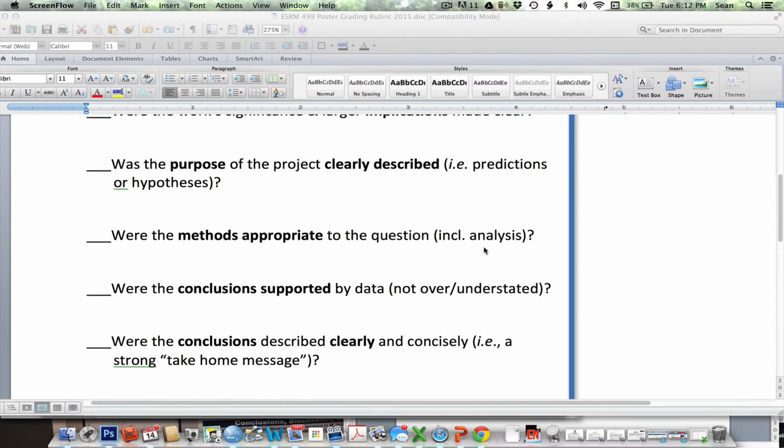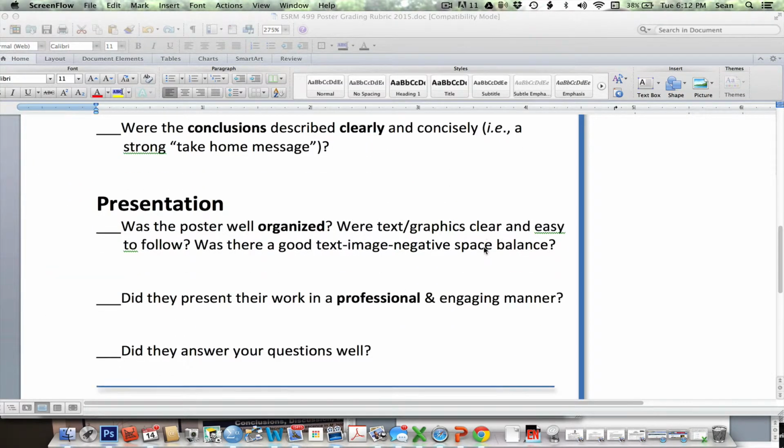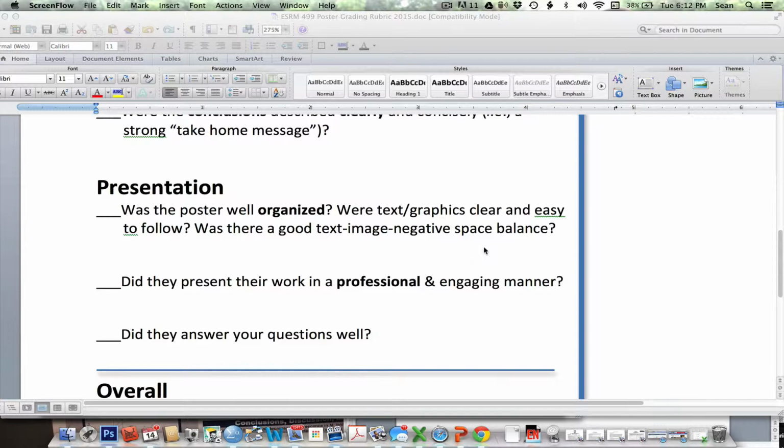This first part was on the content that you are presenting. The next part is on the actual professionalism of the presentation. So first, was the poster well organized? Were the graphics really clear? Was it very easy to follow the flow of the presentation? And was there a good feel that not everything was crowded, and not everything was spaced out a bunch? Was it a nice balance?